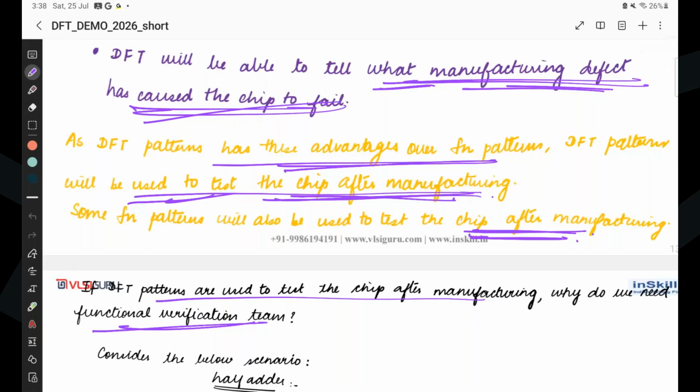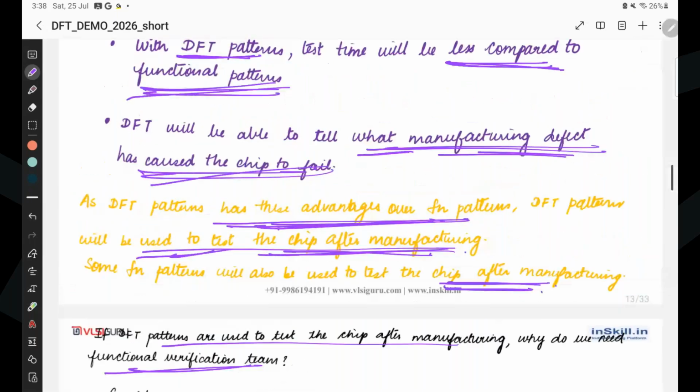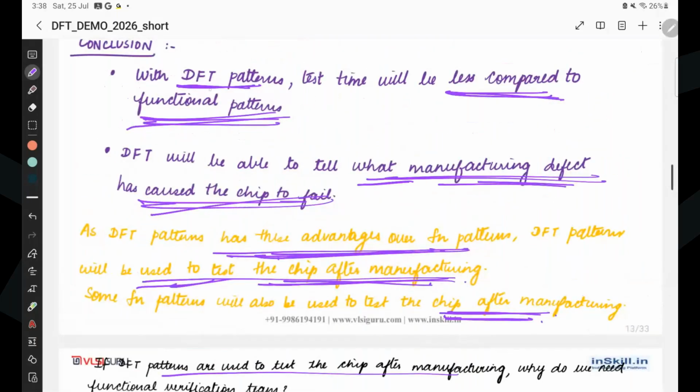So yeah, as I told here, DFT patterns have those advantages. With DFT patterns, test time will be less compared to functional patterns, and DFT will be able to tell what manufacturing defect has caused the chip to fail. So as DFT patterns have these advantages over functional patterns, DFT patterns will be used to test the chip after manufacturing. Some functional patterns also will be used to test the chip after manufacturing, but the majority will be DFT patterns.